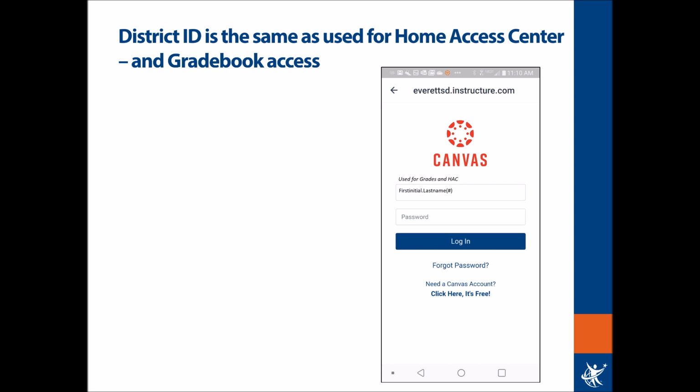Once you arrive at the login screen, you will type into the district ID your LMS parent username. Your parent username is the same you use to log into the Gradebook or to the Home Access Center. It is typically your first initial, period, last name, and perhaps a number accompanying that. Your password will be the same as you use for the Gradebook and Home Access Center and website.